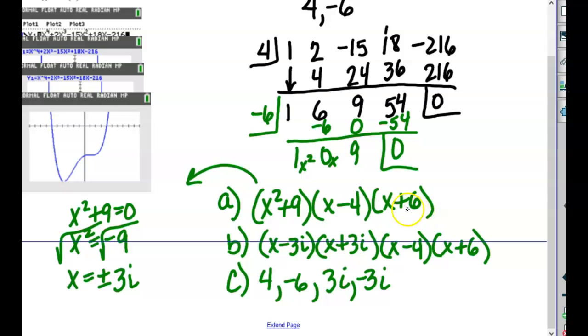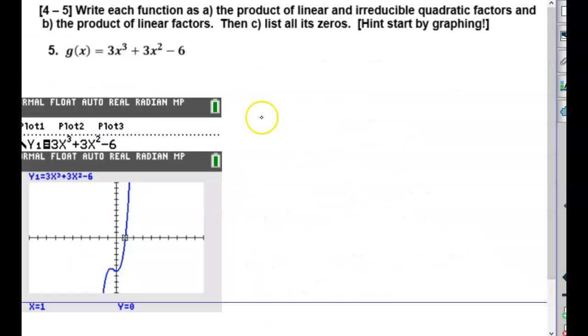I would ask for one or the other of A or B. I would probably not ask for both. I don't want to confuse you with all that vocabulary if I were to put that on a quiz. All right. We have one more.